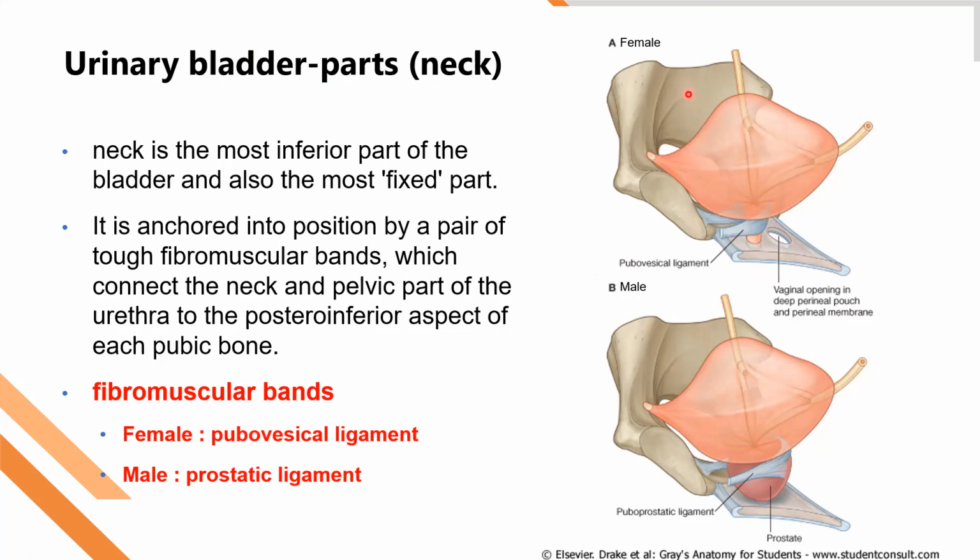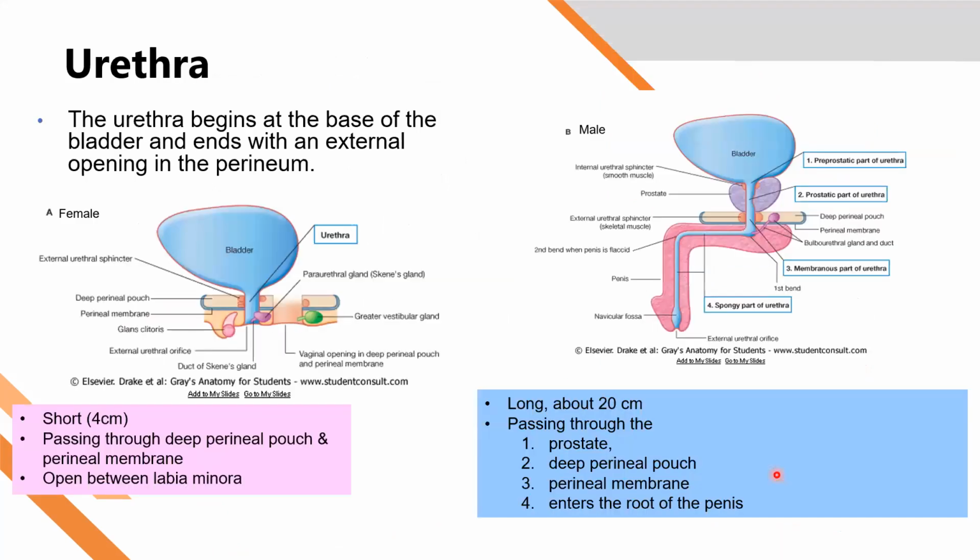The fibromuscular bands in female are known as the pubovesical ligament. Pubo means pubic, vesical means bladder. Pubovesical ligament. While in male, it is known as the puboprostatic ligament. Remember, below the neck there is the prostate gland in male, and that is why we call the fibromuscular band that anchors the neck of the bladder the puboprostatic ligament.